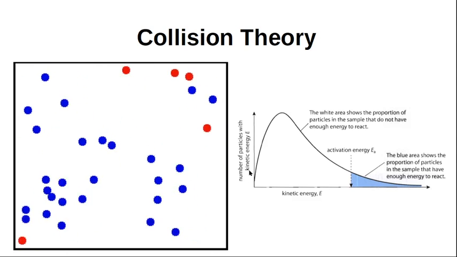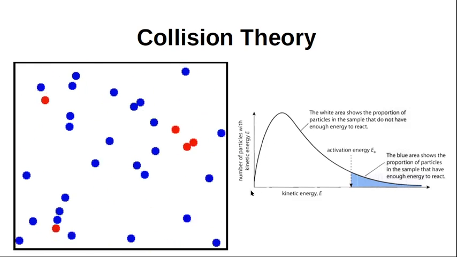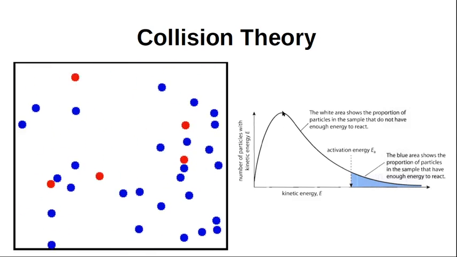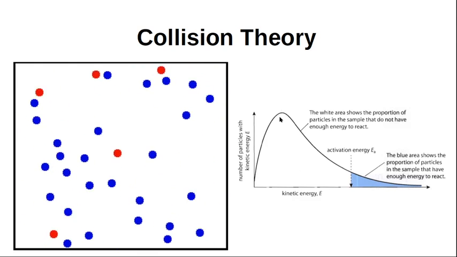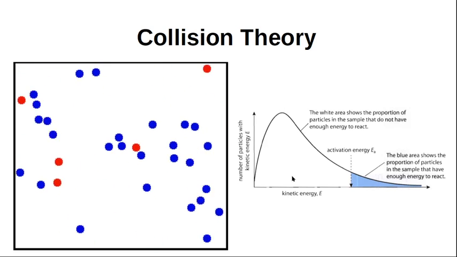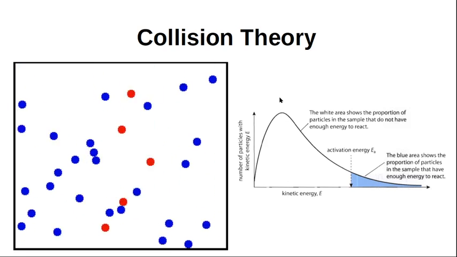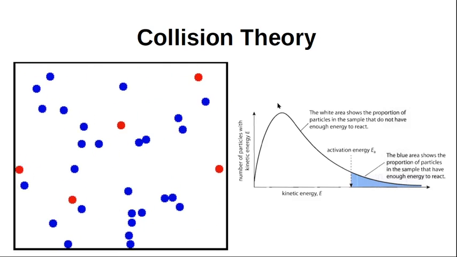So on the Maxwell Boltzmann curve, if you could count how many particles, there are no particles with no energy. But if you could count all the particles and measure how fast they're going, the majority of them are going to fall over here where the peak of the graph is. And this peak of the graph will be their average kinetic energy, or basically their temperature, because temperature is a measure of the average kinetic energy of the particles.